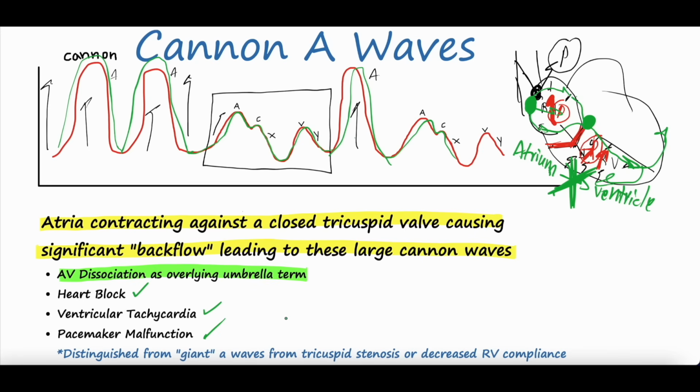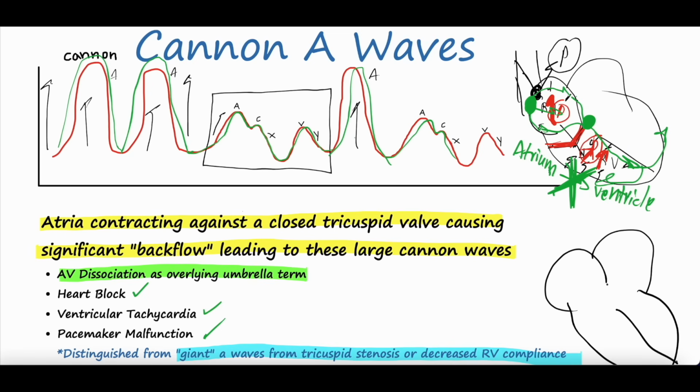The key here is that Canon A waves are distinctly different from giant A waves, which we might put in a future video, because giant A waves are when that atrium contracts. We're going to draw it again. The ventricles are small here, apologies. So this is the right atrium, the right ventricle, tricuspid valve.